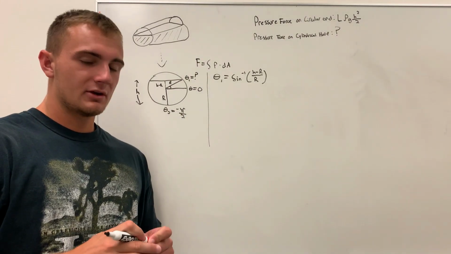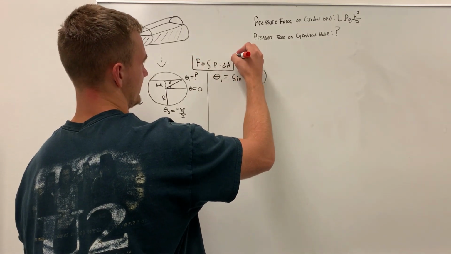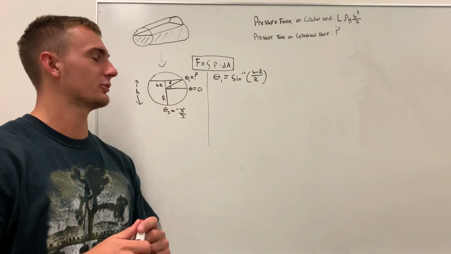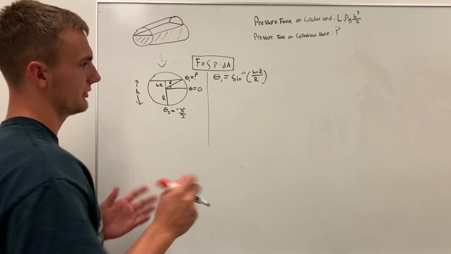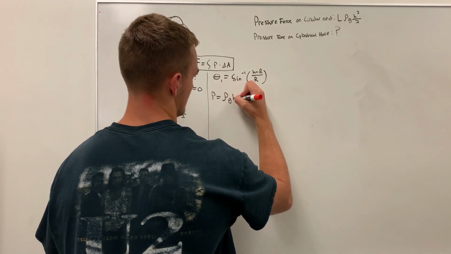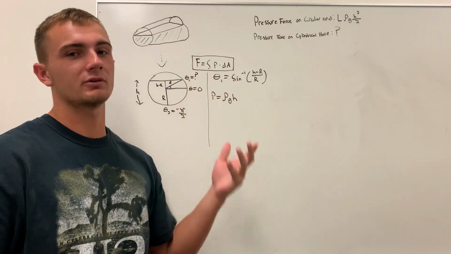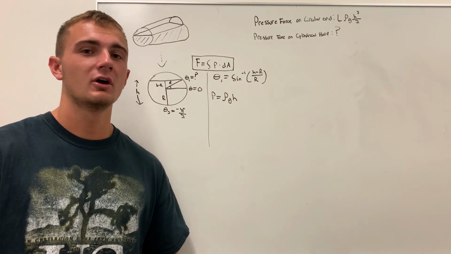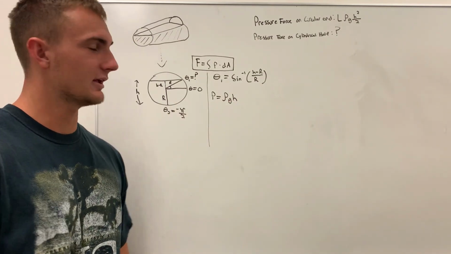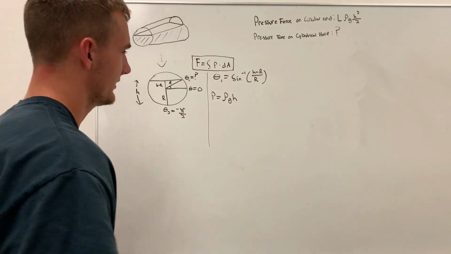So now that we have theta 1, we can take a look again at our pressure force expression. So we have limits of integration, and we'll just keep moving our way down. So let's take a look at pressure. We know that pressure is equal to rho g h. However, we can plug this into our integral, but because our limits of integration are in theta, we need to figure out how we can express h in terms of theta. It's not very intuitive, but once I write it down, it'll make sense.